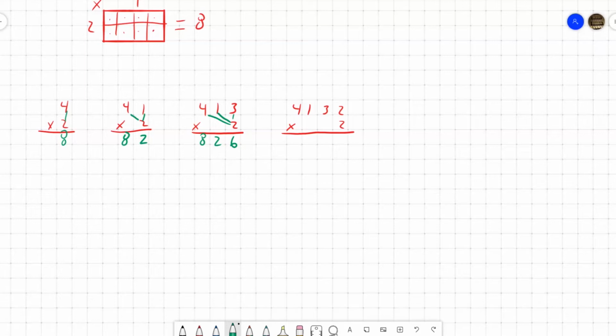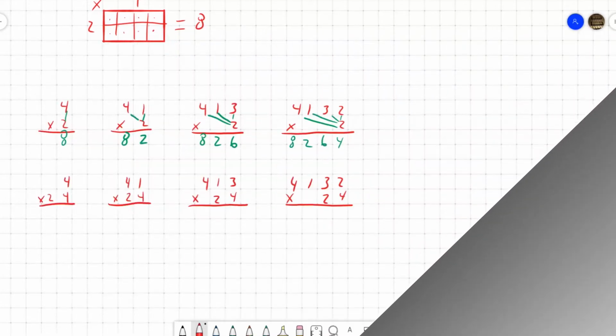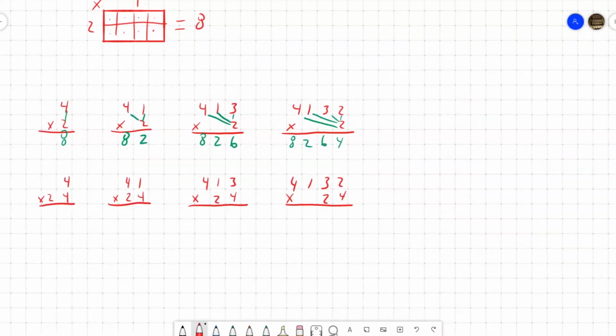Final example here on the lower level. So 2 times 2 will give me 4, 2 times 3 is 6, 2 times 1 is 2, and then 2 times 4 will give me 8. And so there's my answer of 8,264, or my product of 8,264.